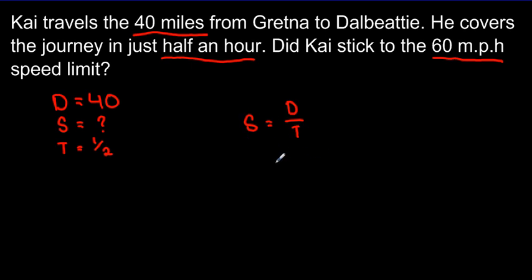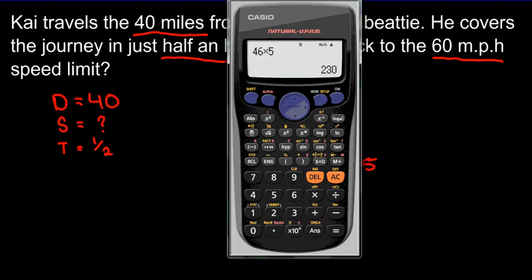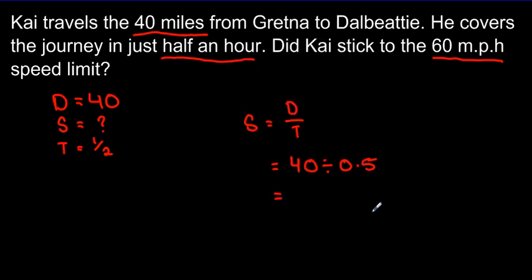So speed is distance divided by time, which is 40 divided by a half, divided by 0.5. And what does 40 divided by 0.5 equal? Forty divided by 0.5 equals 80 miles per hour.